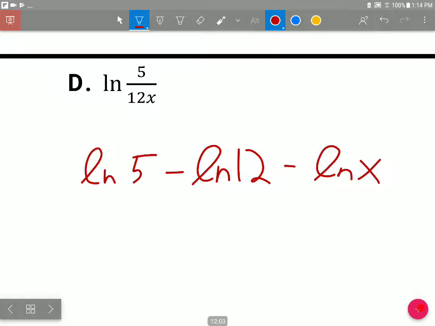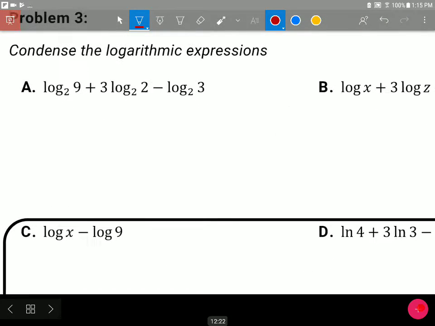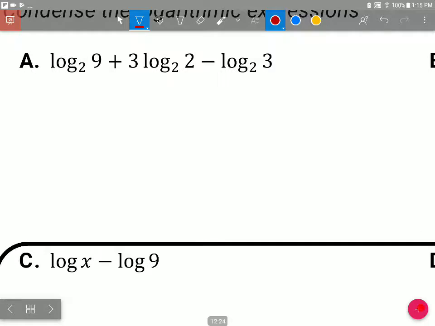The most commonly missed one so far today has been the 12. Either they put the 12 in front or they make it positive instead of negative. Something silly, but we figured it out. Any questions about this at all? No. Sweet. Like I said, sometimes it's easier to expand it and deal with those. Sometimes it's easier to condense it and deal with that. So problem 3. We're going to condense these.